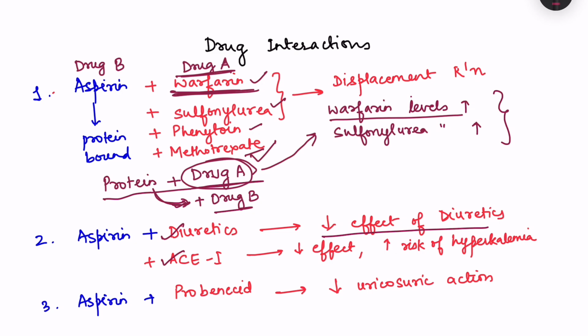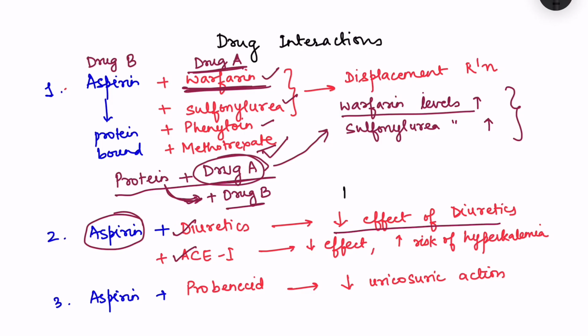Why is it decreased? Because we have seen that prostaglandins are important for salt and water loss. So if you give NSAIDs, that salt and water loss is blocked. In fact, there is increased salt and water retention, which we saw when we were discussing the constitutive action of COX-2. So there is increased salt and water retention, which is totally opposite to the action of the diuretics. So there is a decreased effect of diuretics if these drugs are being used as antihypertensives.